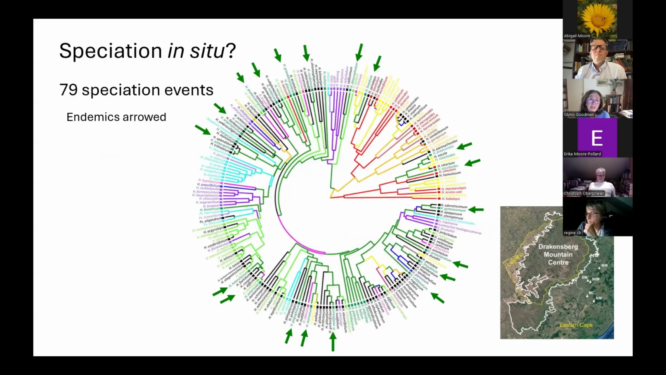And then what about in situ speciation? Well, we counted about 79 speciation events here. And the arrows indicate endemic genera, so they're occurring only in the Maloti-Drakensberg. But what's quite interesting is that they're scattered throughout the phylogeny, and we only have one rather small clade of endemic species occurring there.